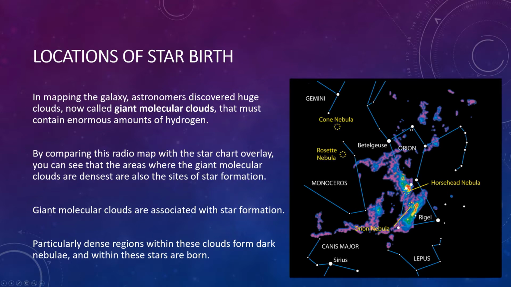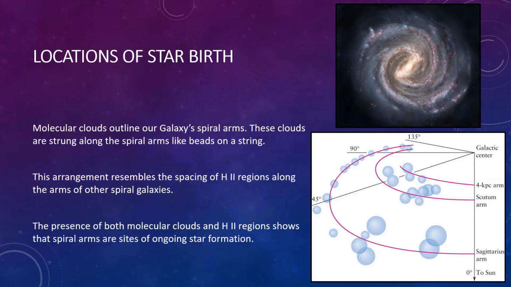Again, the Horsehead Nebula and the Orion Nebula are two star-forming regions, and notice that they are located right by the densest parts of this giant molecular cloud. So, therefore, giant molecular clouds tend to be associated with the formation of stars. Particularly dense regions within these clouds form the dark nebula within which the stars are born. By mapping out giant molecular clouds, astronomers can find the locations in our galaxy where these star-forming regions occur.